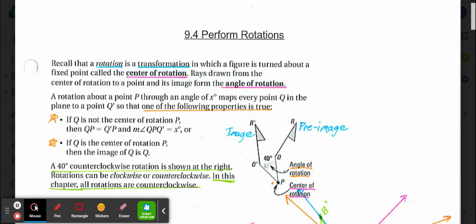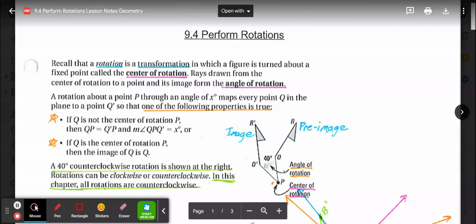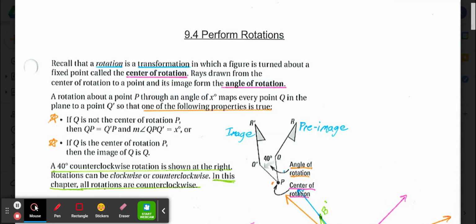Welcome to lesson 9.4, Perform Rotations. So as we go through this lesson, the goal that you want to keep in mind is going to be able to take these rules for rotations and rotate not only points, but also different figures or shapes.